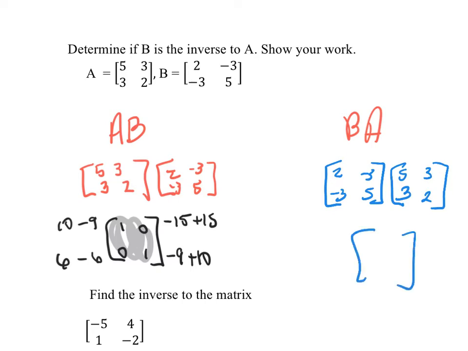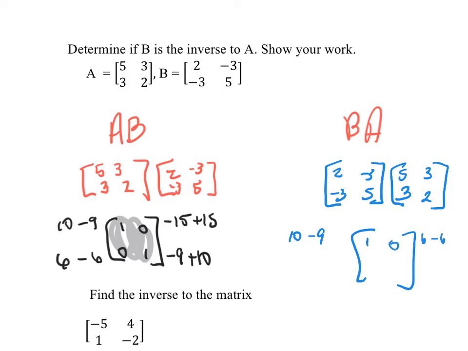So first row, first column, 2 times 5 is 10. Negative 3 times positive 3 is negative 9. So 10 minus 9 is 1. First row, second column, 2 times 3 is 6. Negative 3 times 2 is negative 6. 6 minus 6 is 0.